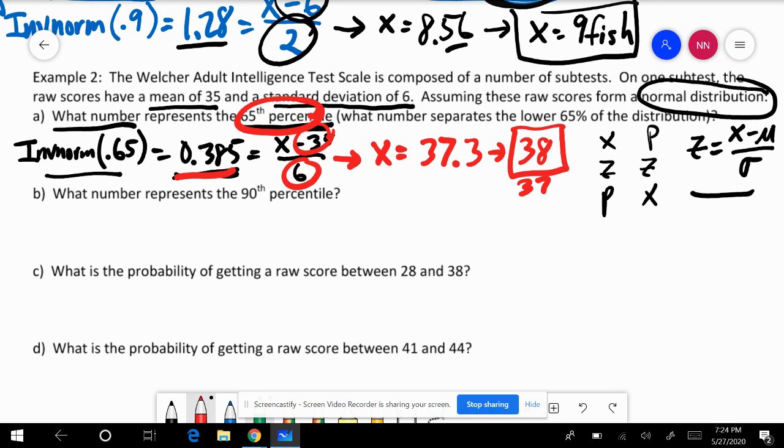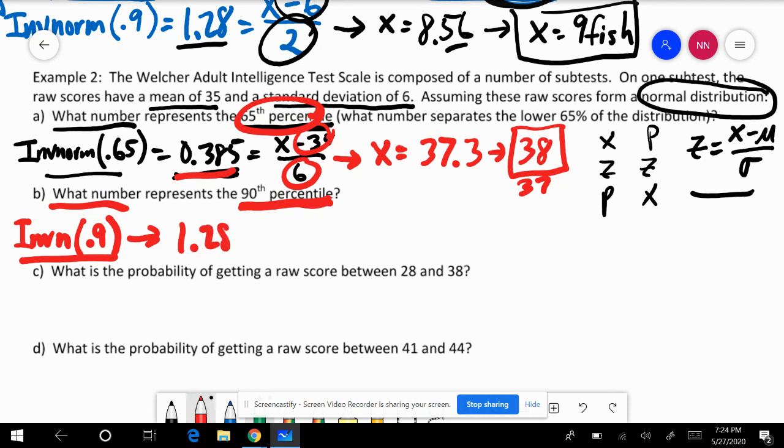Now for the next one, what number represents the 90th percentile? Once again, it's saying what number, so we're solving for an x. Notice they give us a percentile. So we're going to use the inverse norm of 0.9. We're going to take our p-value, we're going to convert it into a z-value, and it gives us a z-value of 1.28. That's the 90th percentile.